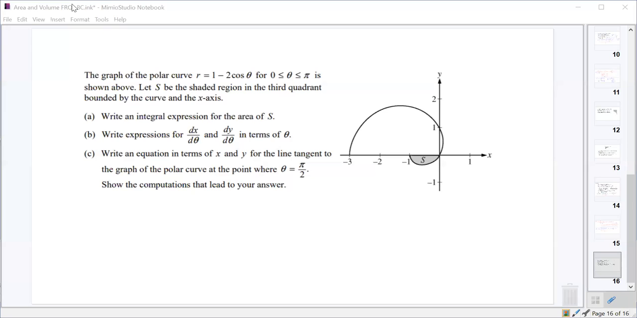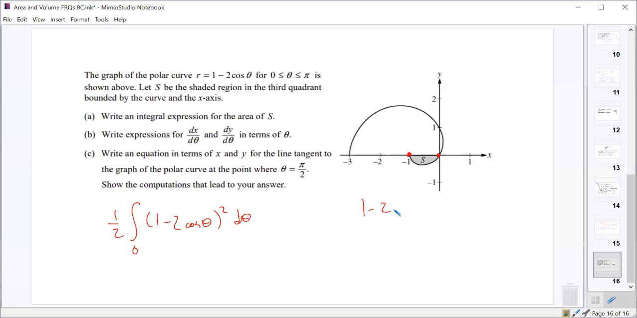If we plug in 0 to this, we end up getting 1 minus 2 cosine 0, which is 1 minus 2, or negative 1. So this is where we're starting, at theta equals 0, and it has a negative r value. Then we come around until we hit the origin, so r is 0. So it should be 1/2 the integral from 0 to something of r squared d theta. And we just need to figure out what that is.